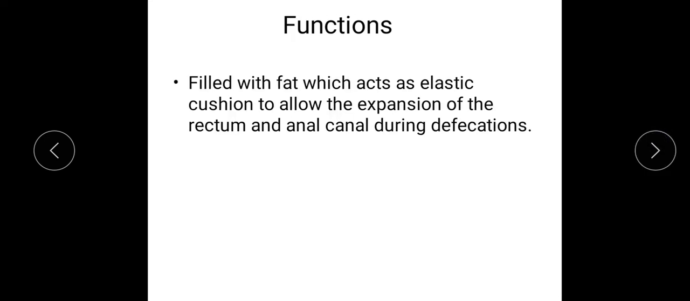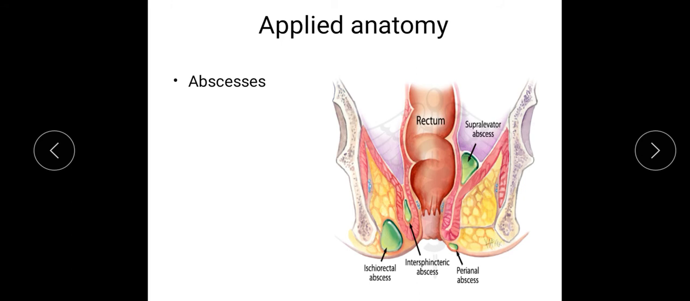The function of the ischioanal fossa: the fossa is filled with fat, which acts as an elastic cushion to allow the expansion of the rectum and anal canal during defecation. Lastly is the applied anatomy. Abscesses are common in the perianal and ischioanal space.